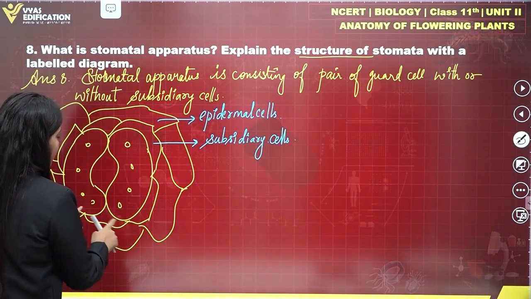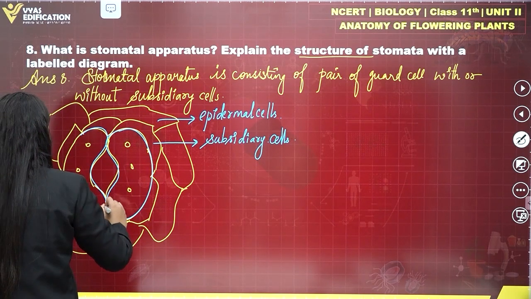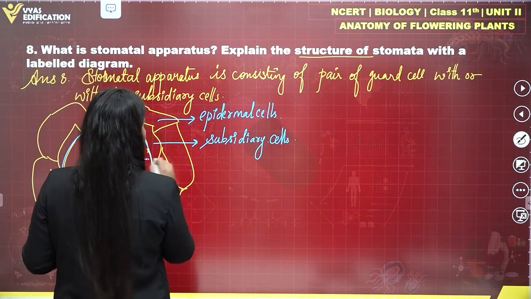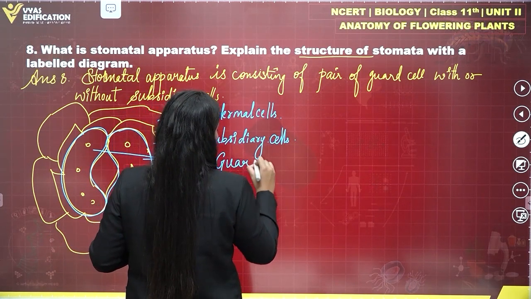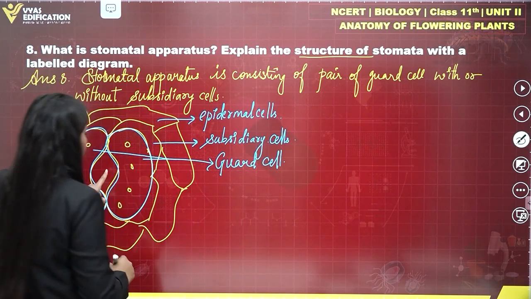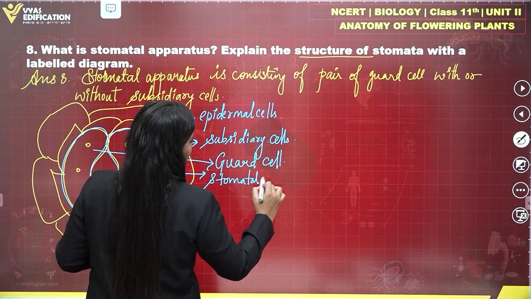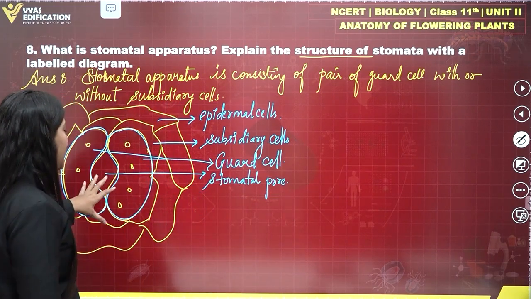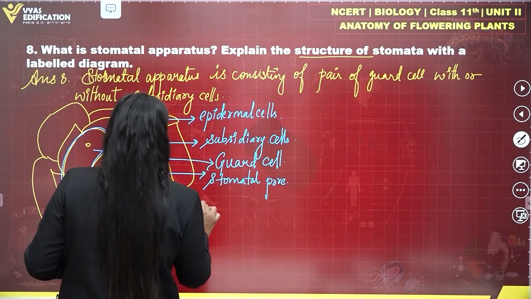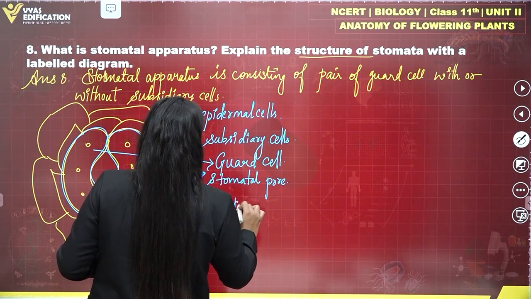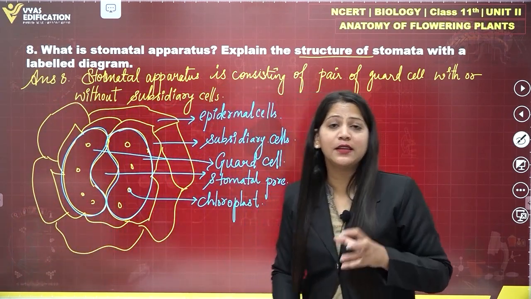Then these two cells which are bean or kidney shaped, here it is actually bean shaped, are guard cells. A pair of guard cells we have. This is stomatal pore. Right? We have completed the labeling of this. Also we can write this is chloroplast, which is present in guard cells, of course.